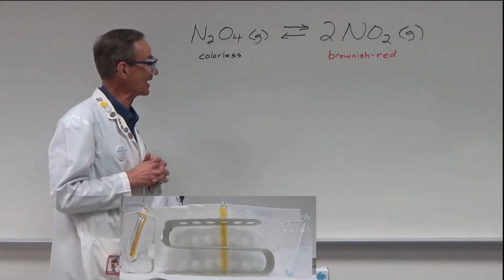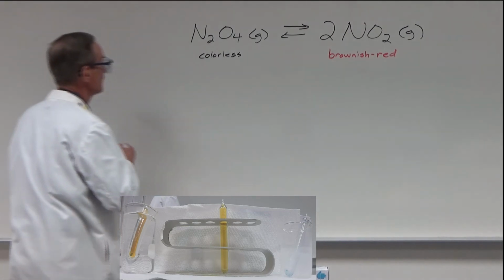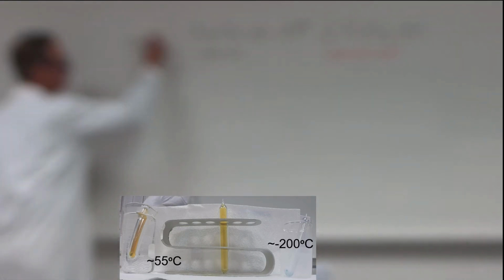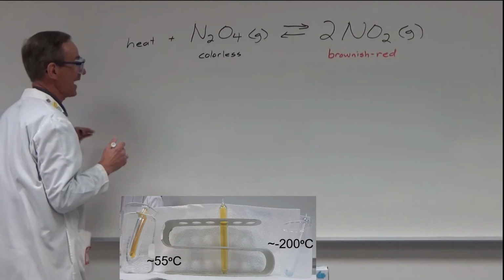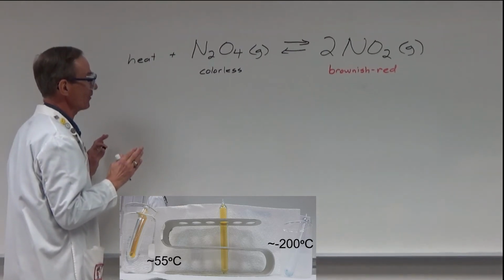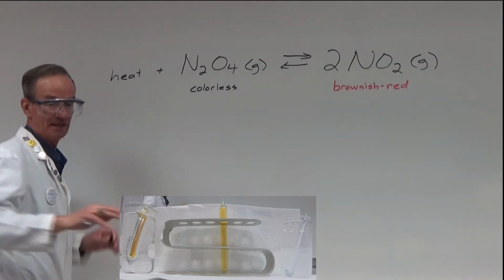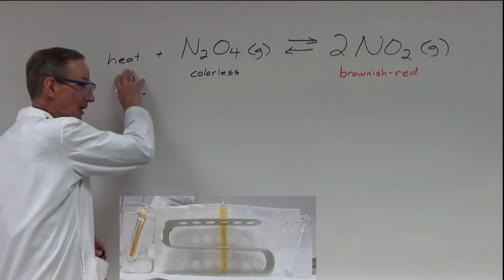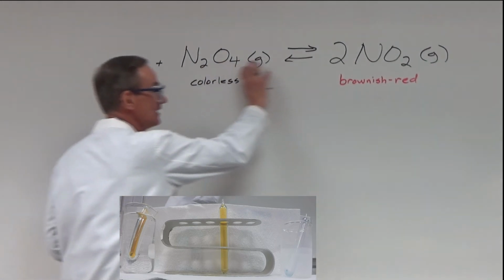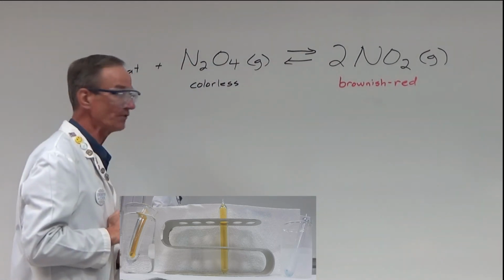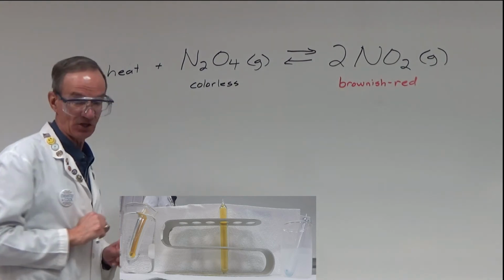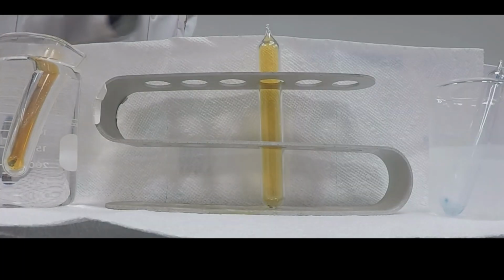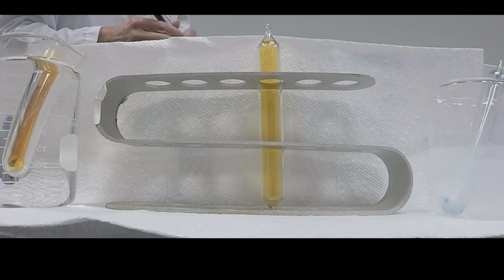Well, if the reaction is endothermic, that would be like writing the word heat as a reactant. If the reaction is endothermic and we put in heat, in indication of this one at the higher temperature right here, Le Chatelier's principle says that it should shift the equilibrium toward the right, toward the brownish red. And that's exactly what we're seeing right here. It's getting darker at the higher temperatures, got much lighter at the lower temperatures.